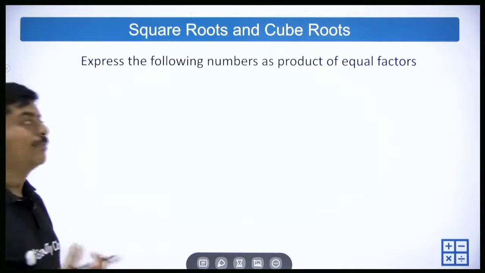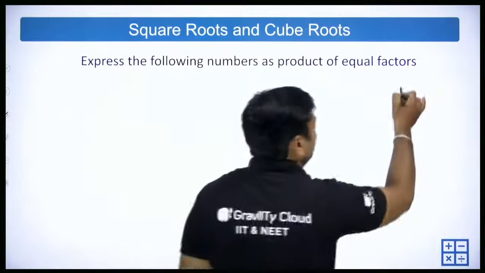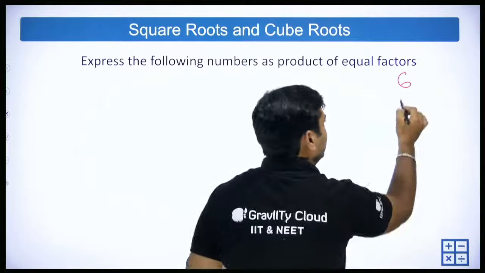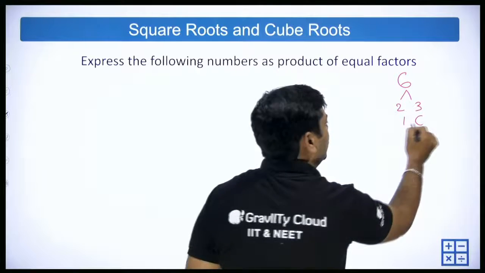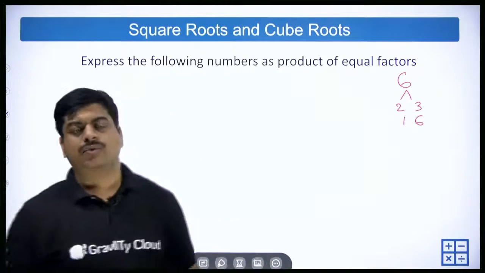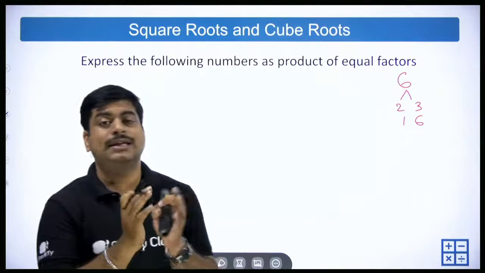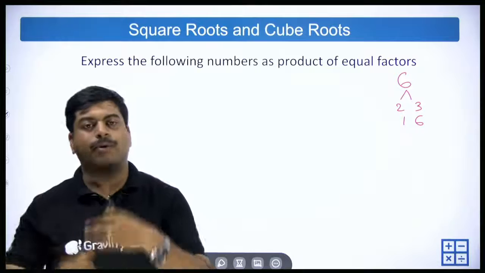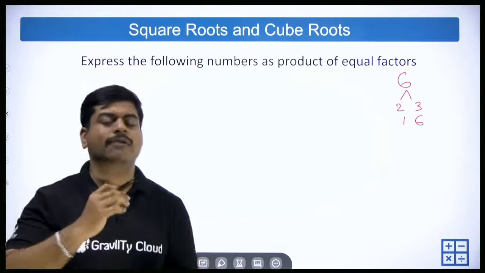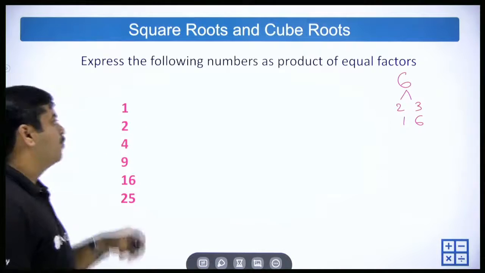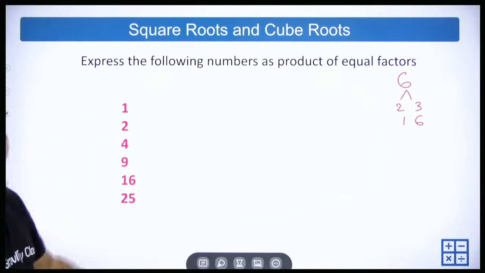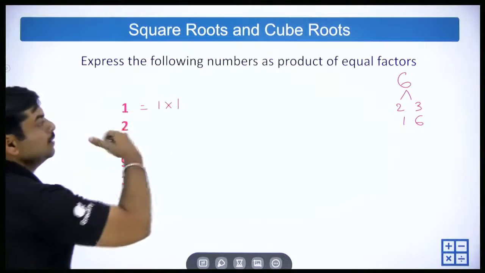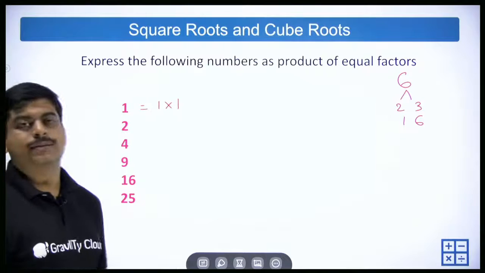Product of equal factors. That means if let's say you have a number 6, and you need to express that as a product of factors. We can write that as 2 into 3 or 1 into 6, right? 1 into 6, 6 into 1, 2 into 3, 3 into 2. So all these are expressing the same number in terms of its factors, product of factors. Now in the same way, let's try to understand how to write 1. 1 we can write as 1 into 1, the same number being multiplied twice.